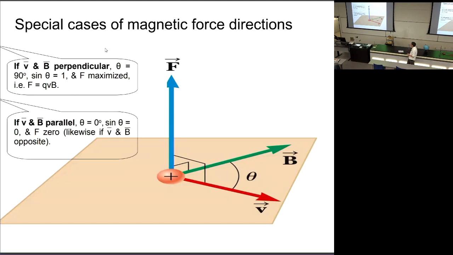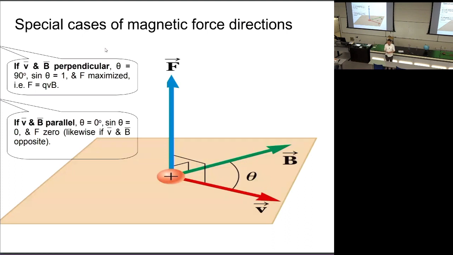There's a couple of interesting special cases of the field equation. And often, we meet these special cases. So in general, the field equation is F equals Q, V, B, sine theta. In a couple of special cases, it's simplified. So one of the simplified cases is when that angle theta between the velocity vector and the magnetic field is 90 degrees. When the magnetic field and the motion are at right angles, perpendicular to one another, sine theta is going to be 1 because sine of 90 degrees is 1. In that particular case, the field equation morphs into F equals just QVB.